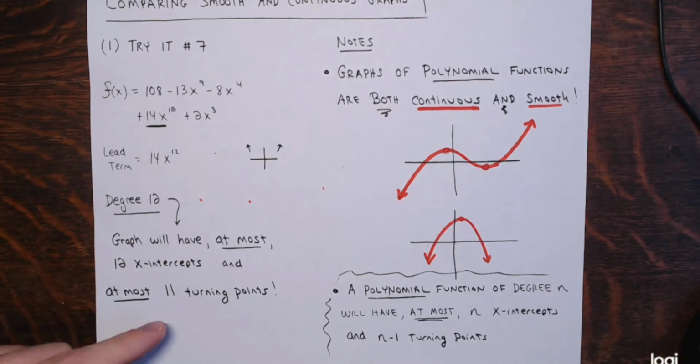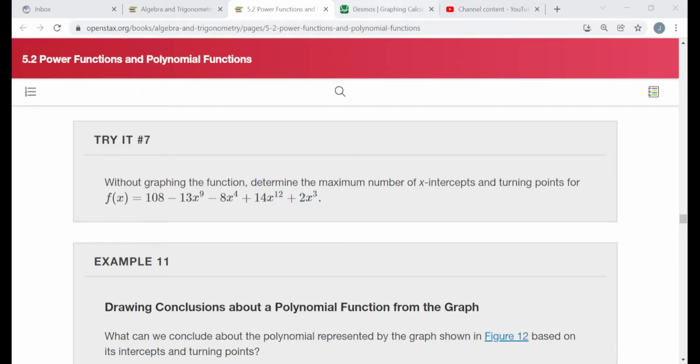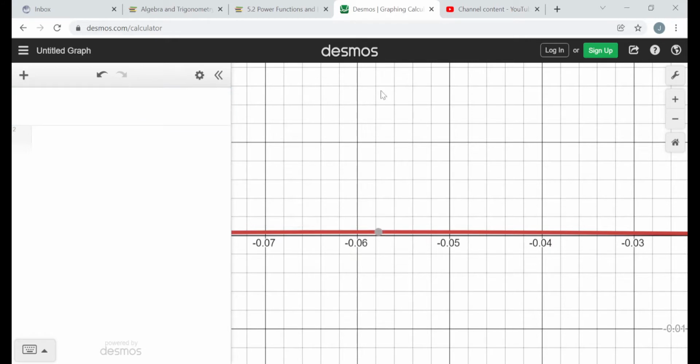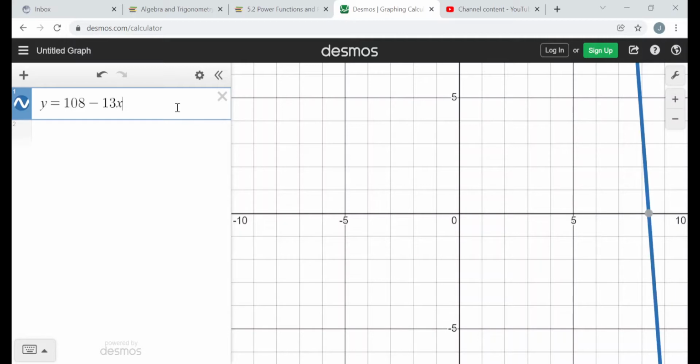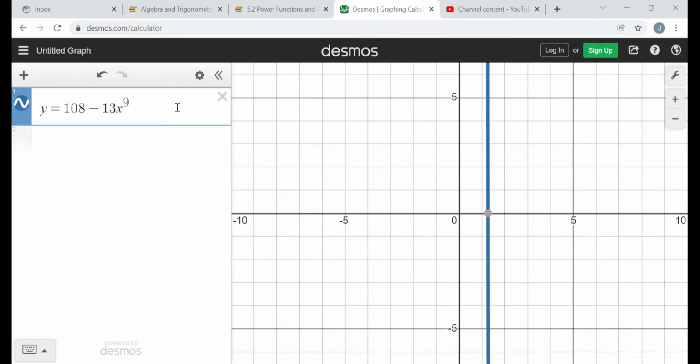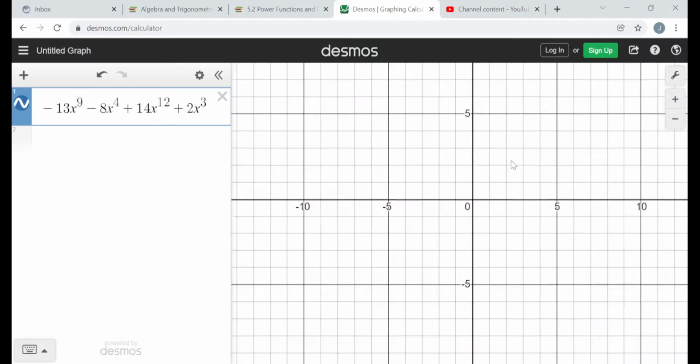11. Now, what I'm going to do is go to that Desmos site and enter this. Right, Desmos.com, free online graphing calculator. And I'll enter this function, right? We had y equals, or f of x equals, 108. I'll just put it in as they gave it to me. Minus 13x to the 9th. Minus 8x to the 4th. Plus 14x to the 12th. And then plus 2x cubed. All right.